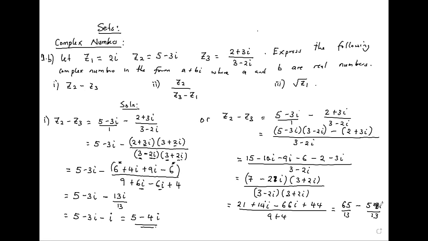So you can divide and get 13 into 65, we get 5. And 13 into 52, we get 4. So we still retrieve this answer here.